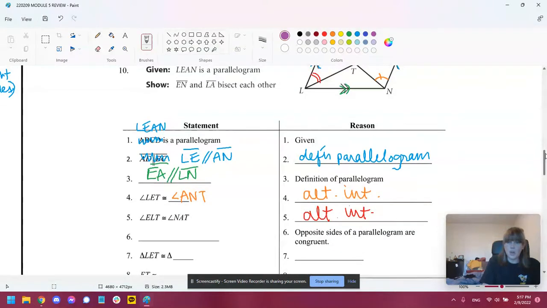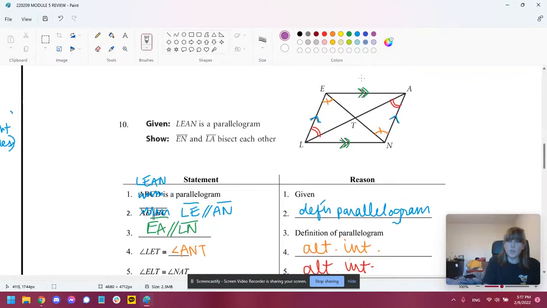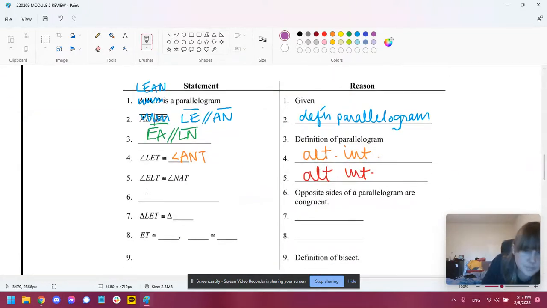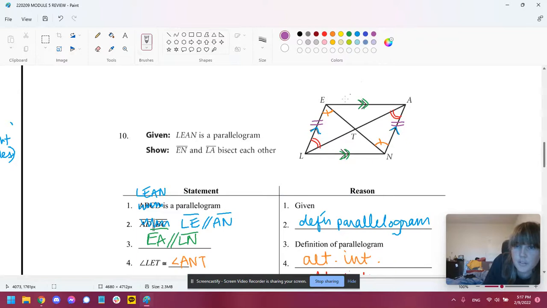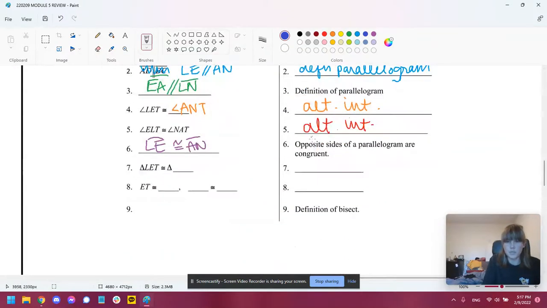If we want to show opposite sides of a parallelogram are congruent, we could show that these two are congruent, but that doesn't really help us with the triangle that we're clearly building with this red and this orange angle. So let's say that these two are equal, LE and AN. That way I can show that this triangle and this triangle are congruent. And the way I can do it is angle, side, angle. Right, so by angle, side, angle, these two triangles are congruent.